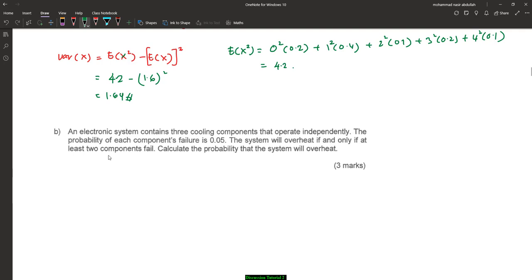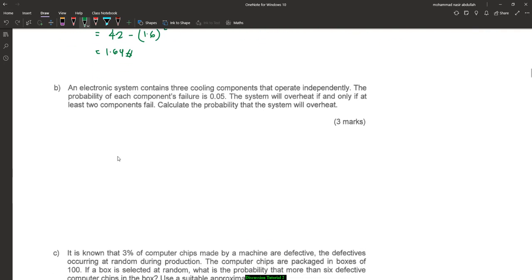Alright. So now let's look at 2B. The electronic system contains 3 cooling components. So they have n equal to 3 that operate independently. The probability of each component failure is 0.05.